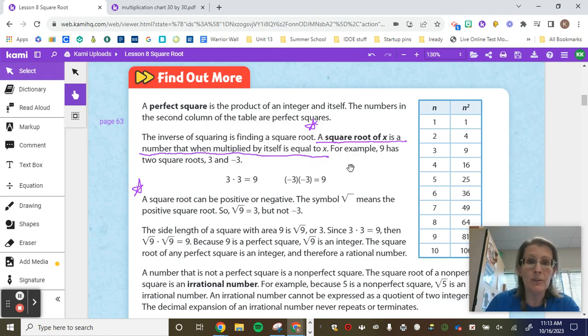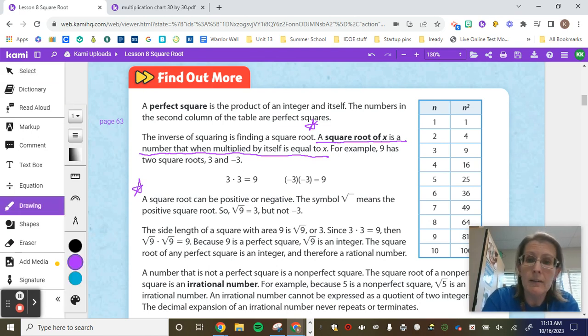But sometimes it'll ask you for all of the square roots, and in that case, you want to put the negative down too, because negative 3 times negative 3 is also 9. So it's a number times itself to get whatever number you're trying to find the square root of. The square root symbol is right here. It looks like a little check mark and a division symbol. So that is the symbol for square root.